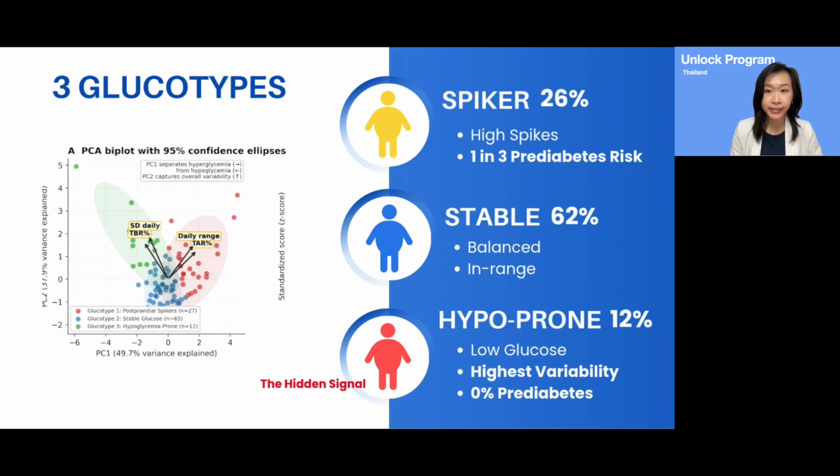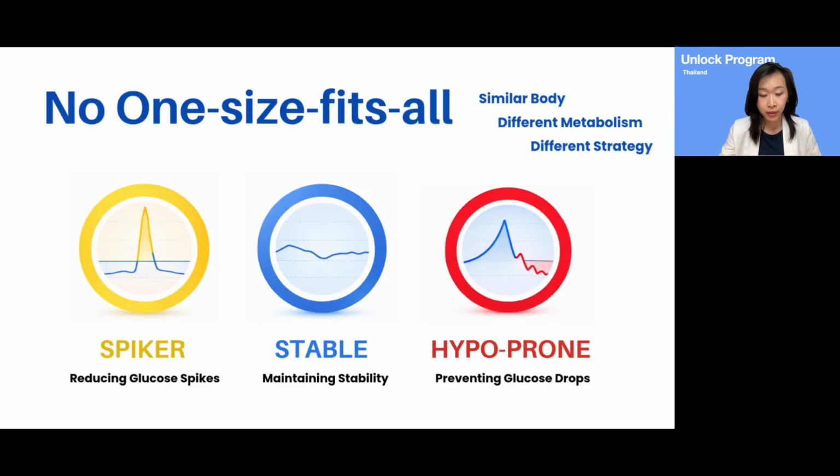This is important clinically. Recurrent hypoglycemia has been linked to cognitive problems, autonomic dysfunction, and possibly higher future diabetes risk through hormone regulation changes. These findings suggest that metabolic prevention should not be one-size-fits-all. Different glucotypes may require different intervention strategies. Overall, CGM-derived phenotyping may support a more personalized approach to prevention.